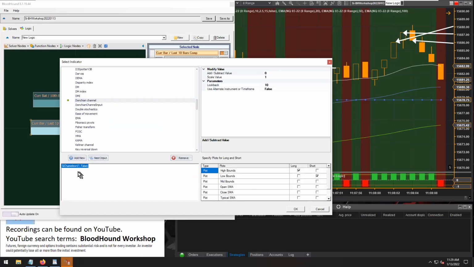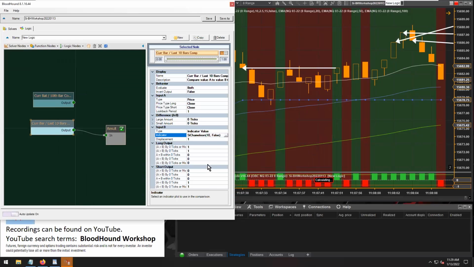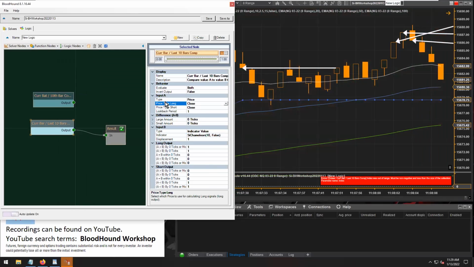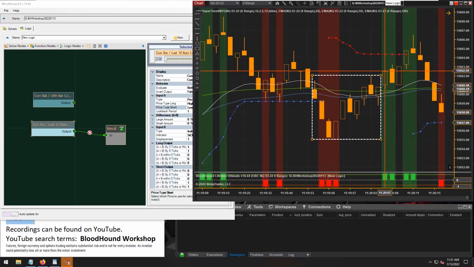So for this example, we're going to have to compare the high of the bar to the high of the bars and the low of the bar to the low of the bars. So I have to go back to input A. If I want to compare apples to apples, I need to go back to input A, change the long to the high price, and change the short to the low price. There. And so now let's take a look.